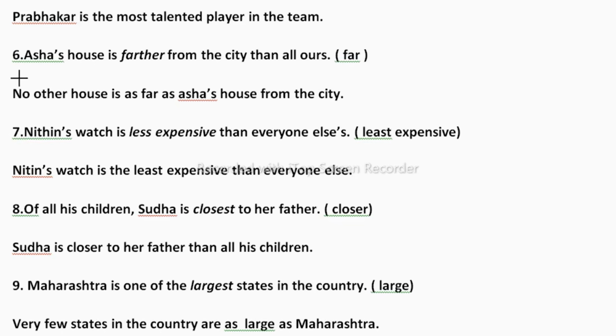Now let us see the next, the sixth one. Asha's house is farther from the city than all ours. Here they are comparing two things: one is Asha's house and the second one is all ours. That's why they have used the comparative degree. But we have to use the positive degree and transform this sentence. How? No other house is as far as Asha's house. We have to show the same quality in this house and that house. So, no other house is as far as Asha's house from the city.